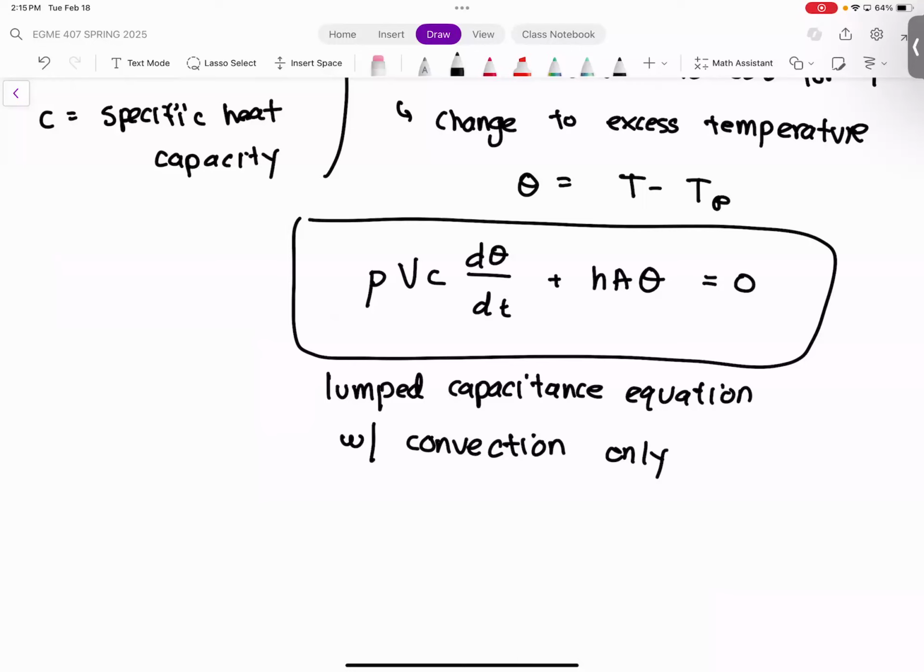So when we come back on Thursday, we'll solve for a solution to this equation. You'll see that it's separable, so it's pretty easy. We'll find its solution, we'll talk about it, and then we'll introduce other components as well, such as prescribed heat flux and other stuff.